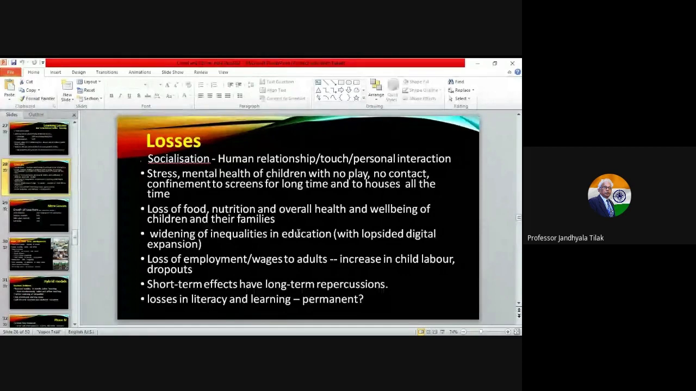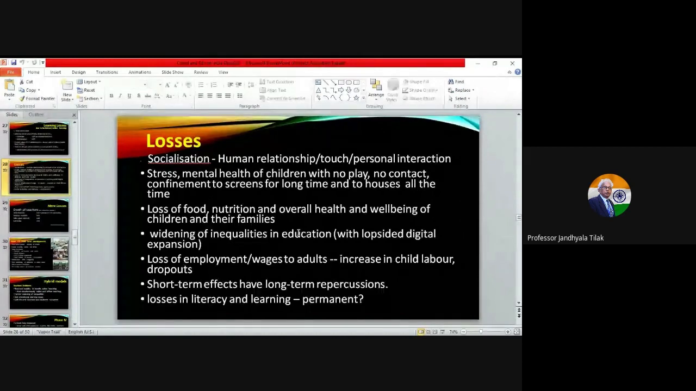And for many people, there is loss of employment and a lot of wages, which has resulted in an increase in child labor activities, necessitating dropouts from schools. In fact, dropout was a big problem which was tackled very efficiently over the last few years, and perhaps emerges as an important problem nowadays for the educational planners.